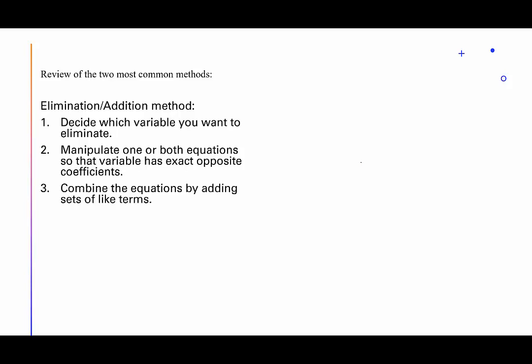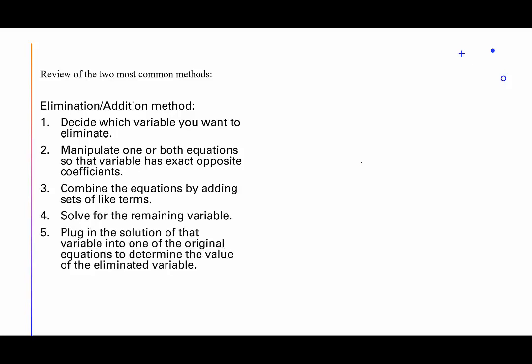Why do we do that? Because in the next step, we combine these equations by adding the like terms, and when you add opposites, they're going to cancel each other out. That's going to leave one variable behind. Solve for that remaining variable. Now you know half of the solution to the system of equations.